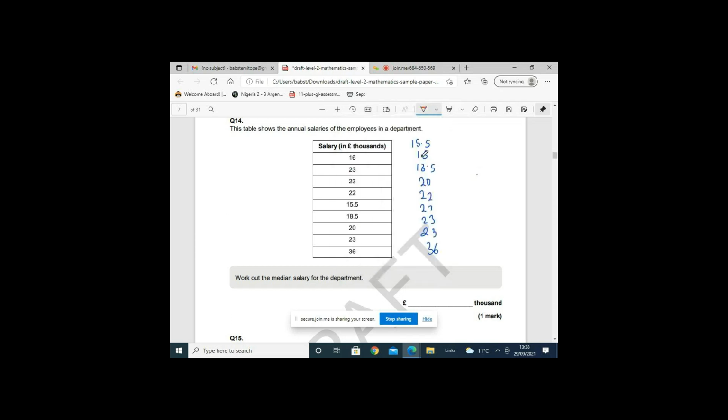So you have to get it, let me just count it. 1, 2, 3, 4, 5, 6, 7, 8, 9. So it's 9 numbers. Just find the one in the middle. Can you see what I'm canceling out? So you only have this one in the middle. It's 22. That's it. If you have two numbers in the middle, you add those two numbers together, divided by 2.